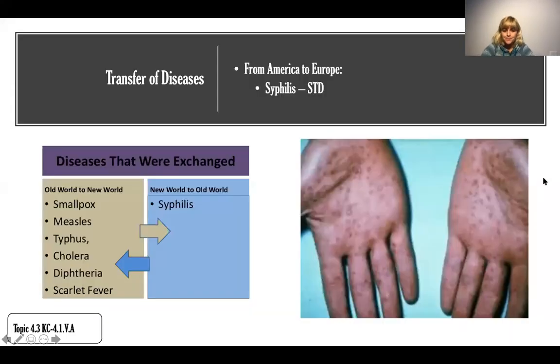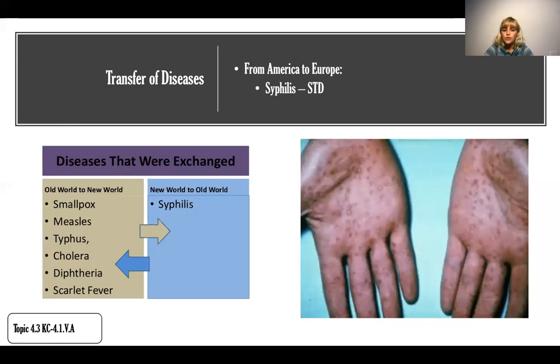And again, guys, please have this awesome little chart written down. So the transfer is also going to be two ways. While smallpox, the measles, diphtheria, gross diseases are spread from Europe into the Americas, another disease actually is spread from the Americas to Europe, and that is syphilis. All right.